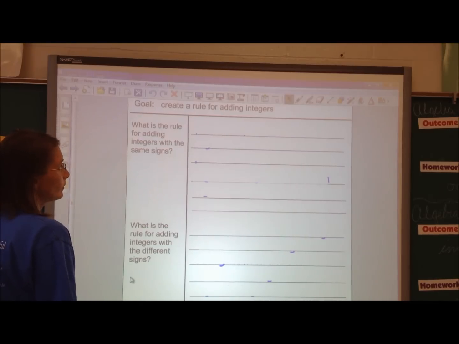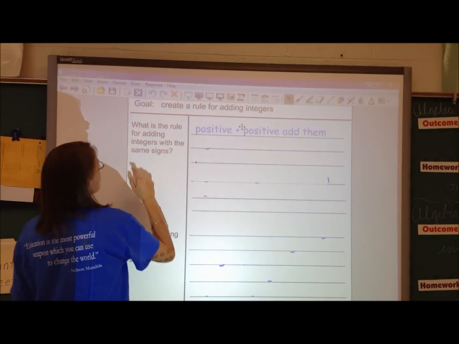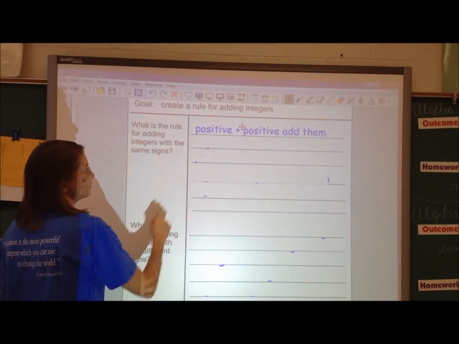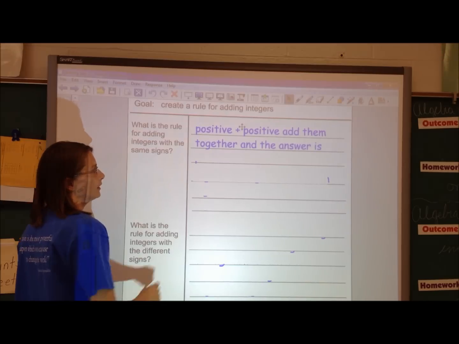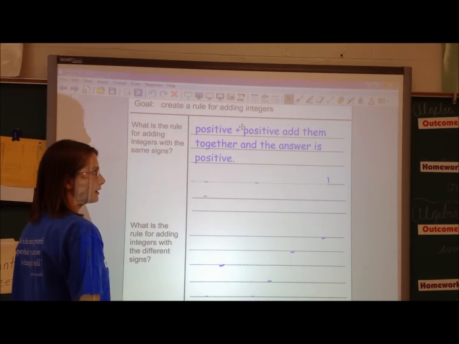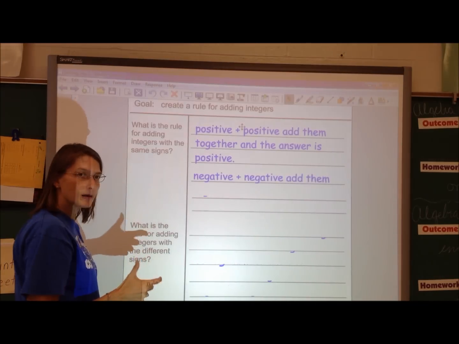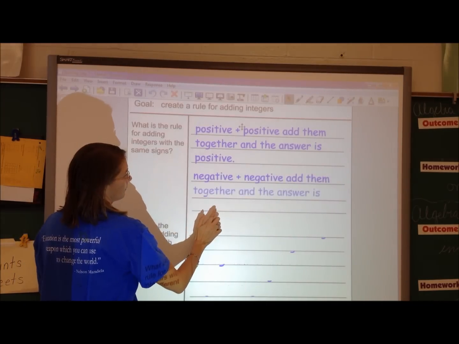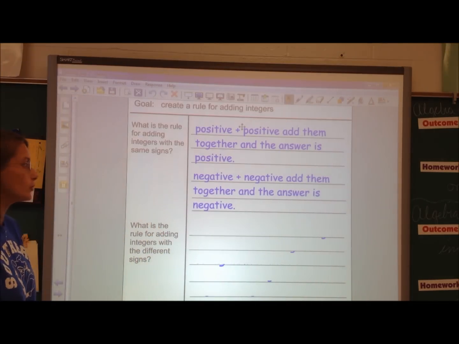So on your paper, I want you to write down these rules. Remember, when the signs are the same, so positive plus positive, we need to add them together, and the answer is positive. Negative plus negative, add them together, and the answer is negative. Pause the video and make sure you write this down.